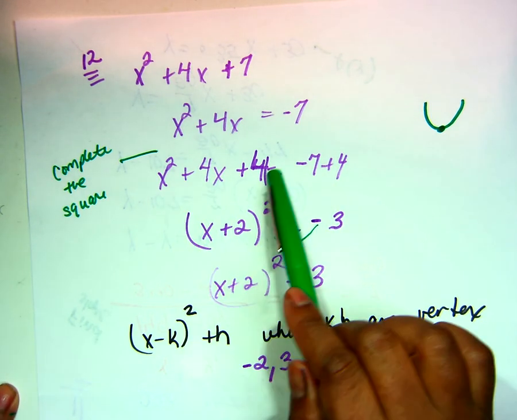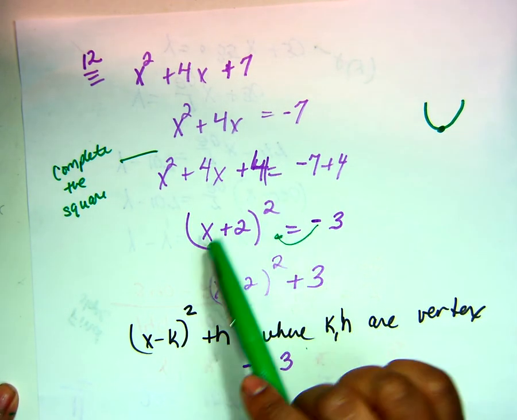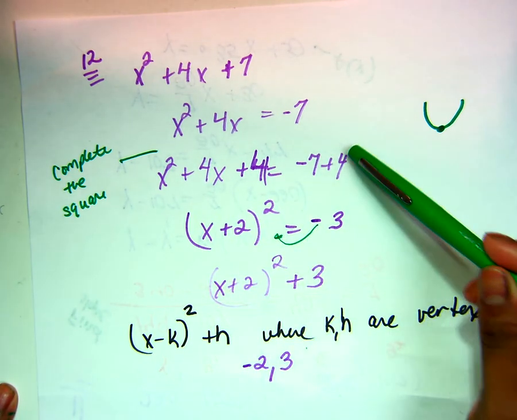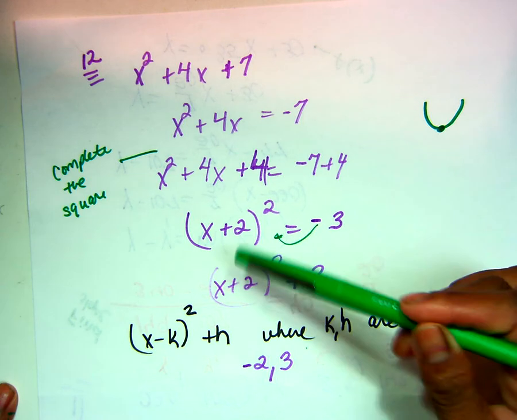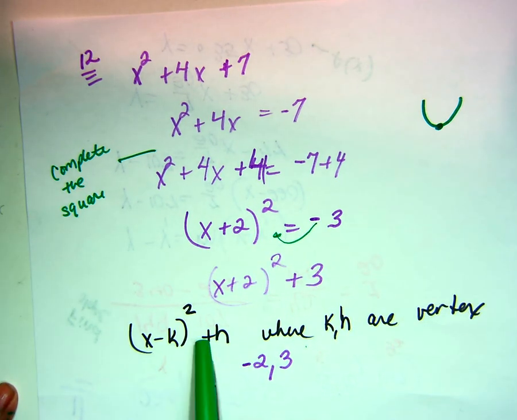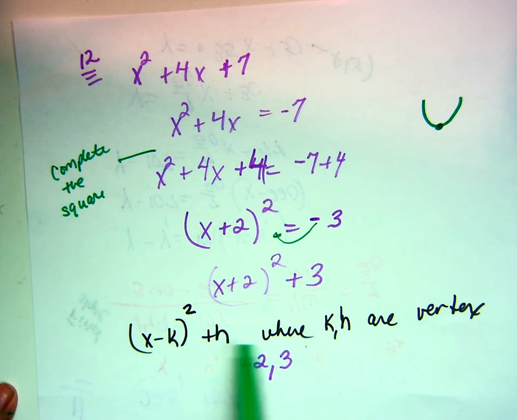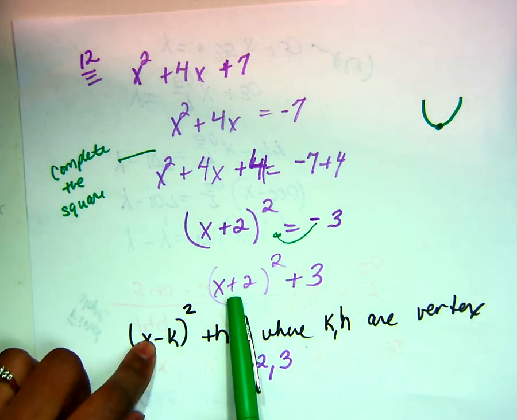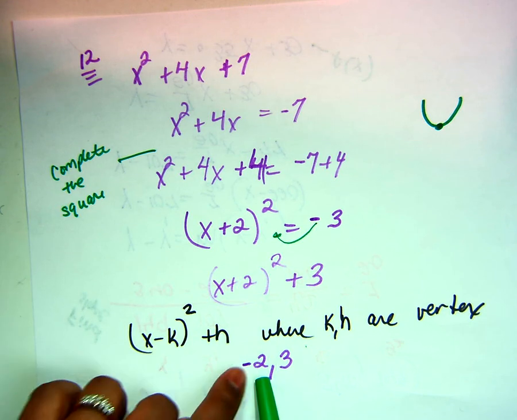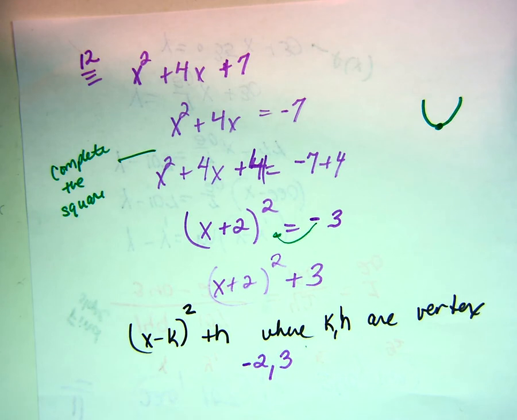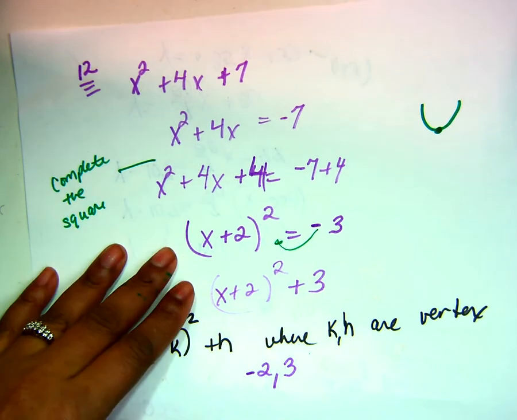This trinomial can be broken down into a binomial, which just so happens to be x plus 2 squared. Negative 7 plus 4 is negative 3. So now I'm going to rewrite it again and bring the 3 over. Here's your formula for a parabola: x minus h squared plus k, where h and k are your vertex. Notice how it's a negative right here, but it's a positive right there. Two negatives give you a positive, so my vertex is at negative 2, and then my y coordinate is at positive 3. So again, you have to play around with the graphing tool to figure that out on your own.